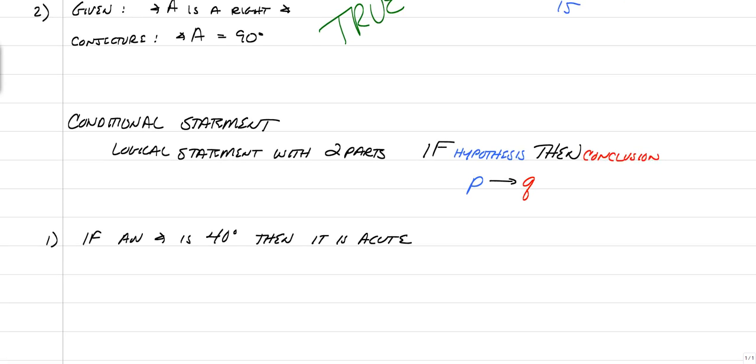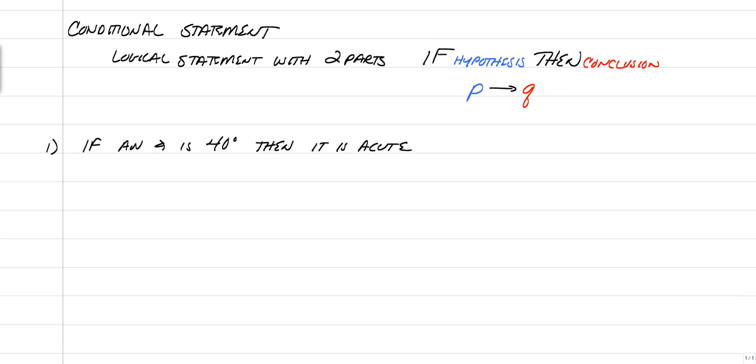So a conditional statement is basically an if-then statement. It's a logical statement with two parts that has a hypothesis and a conclusion. So a lot of times you will see this notation: if P then Q, or P implies Q. This little arrow means P implies Q, or if P then Q. The first part that comes after your if is a hypothesis, and what comes after the then is your conclusion.